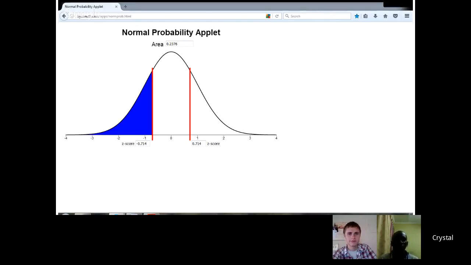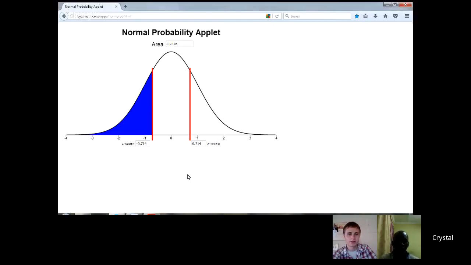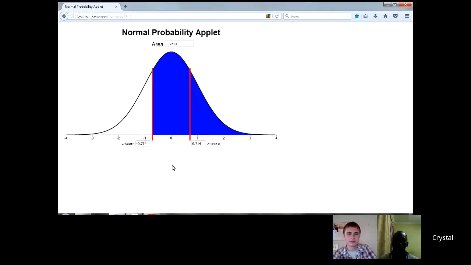And for question 14, it has the same numbers, but it's asking for everything above 0.6. So if you go on the applet, you can just highlight the sections above, and so I get 0.762. Yep.